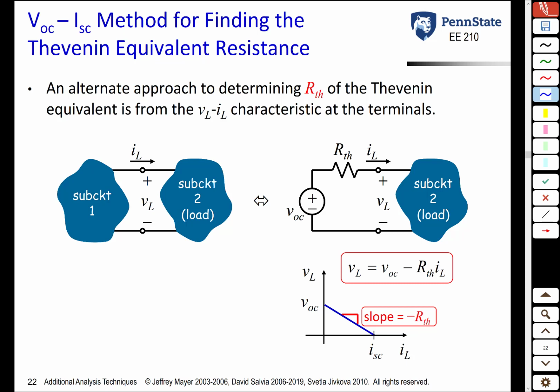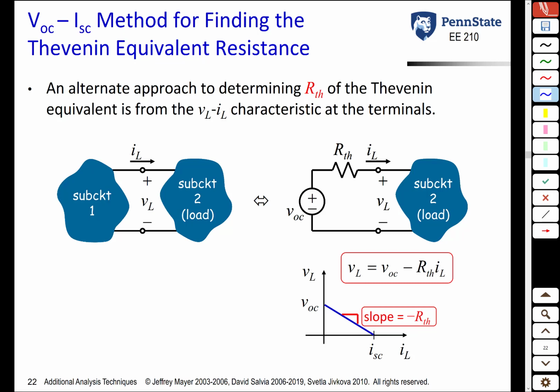Now we're going to look at another way to find the Thevenin equivalent resistance. And this is called the VOC-ISC method. It's a little more complicated than the equivalent resistance method, but we're going to see that there's some circuits where the other method doesn't work, but this method does.